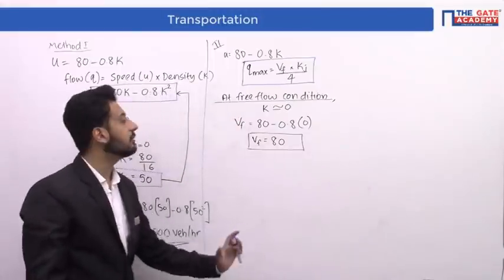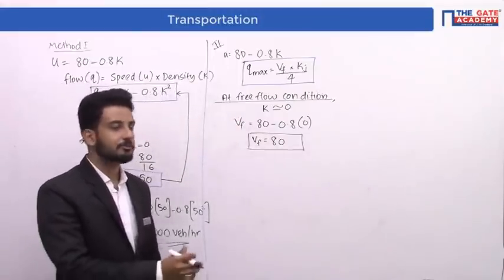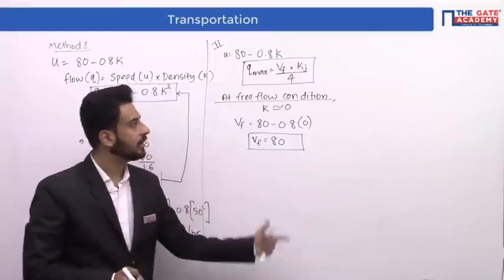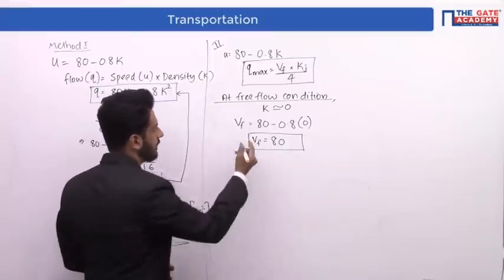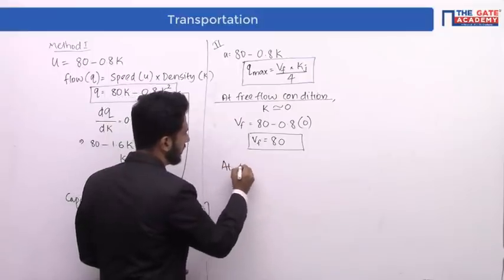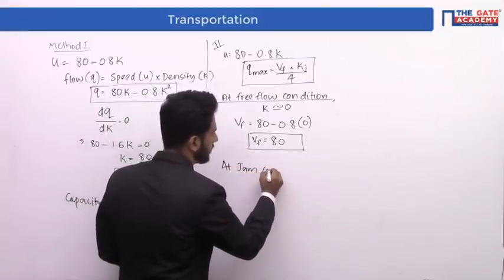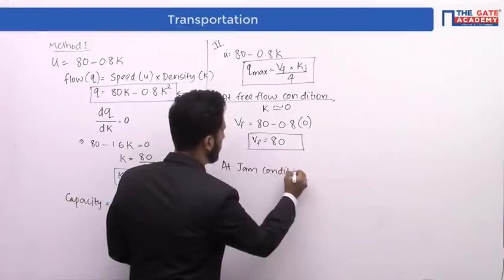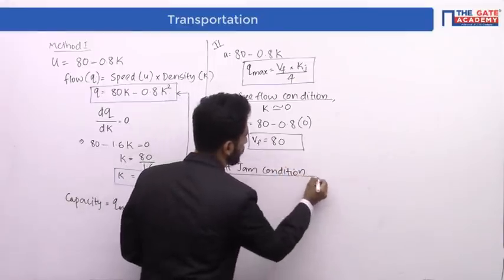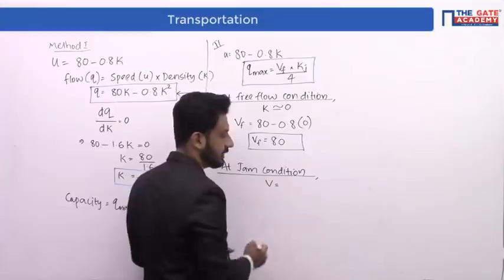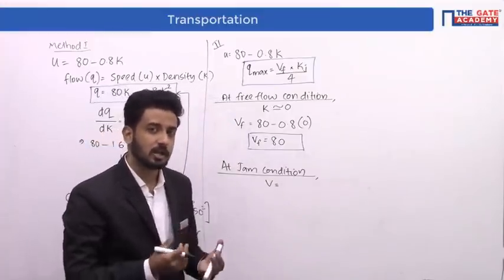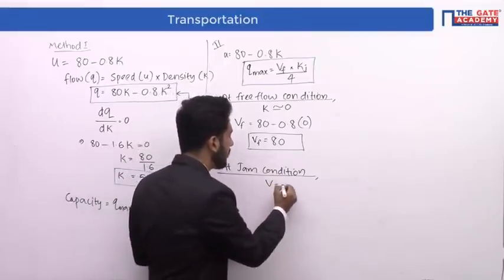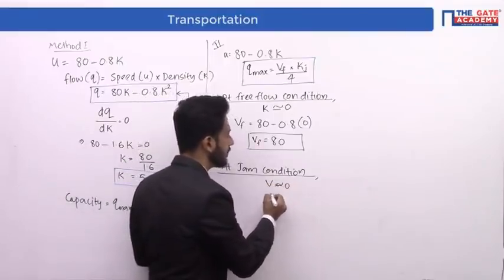Okay? So I got Vf. Now if I am finding the value of Kj, I can substitute and obtain the value. Correct? Now Kj means what? At jam condition. At traffic jam condition, what is happening? The value of speed. In jam condition, what is the value of speed? It will be almost equal to 0.